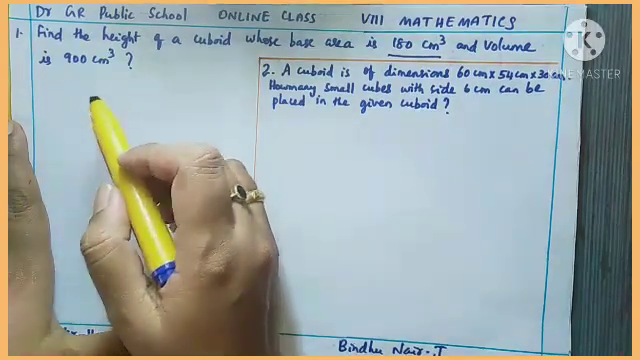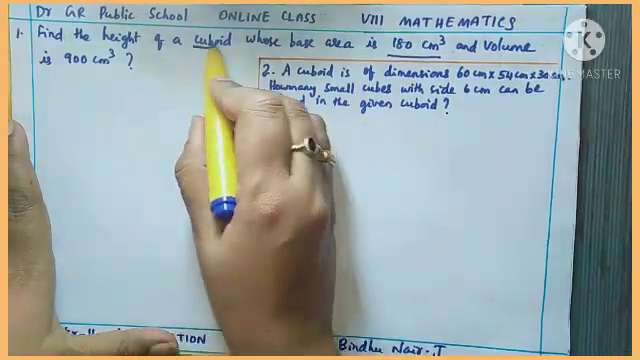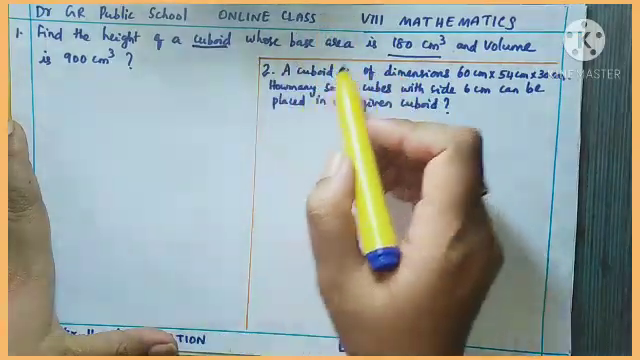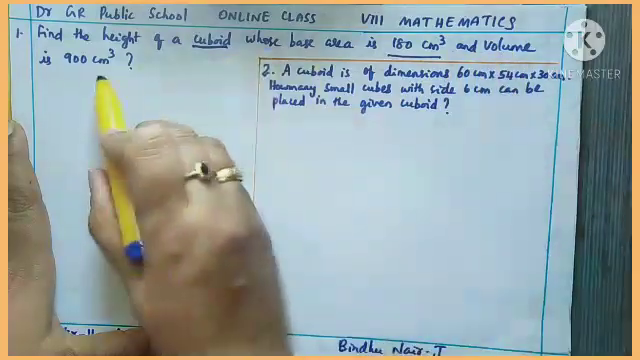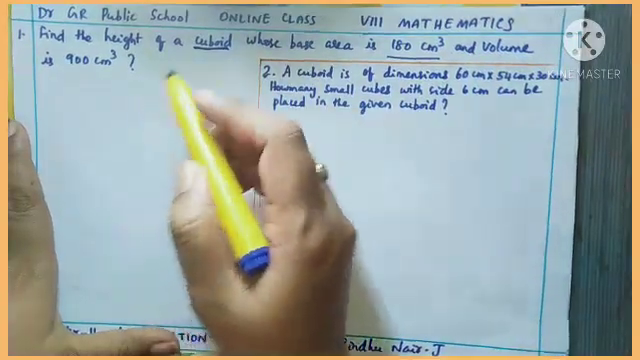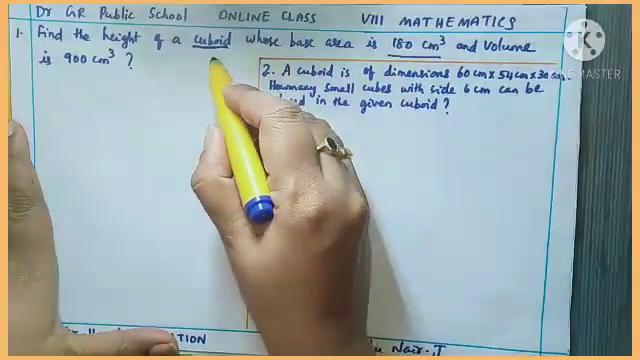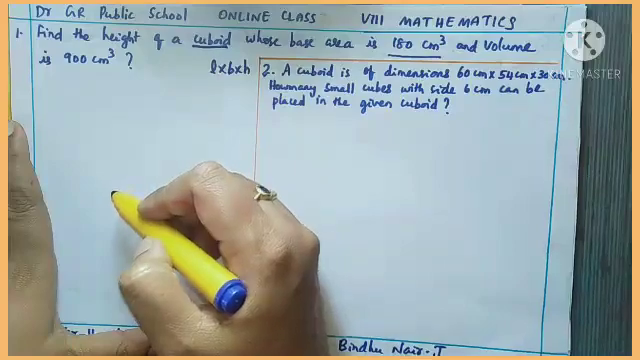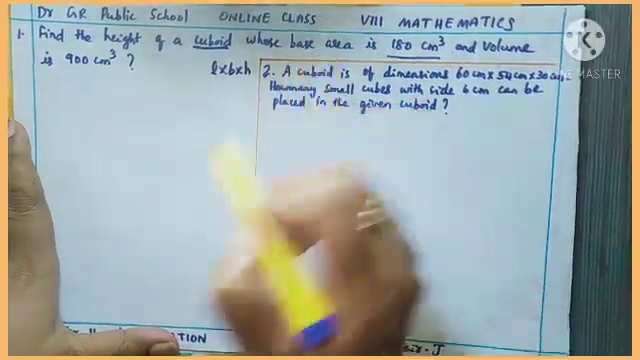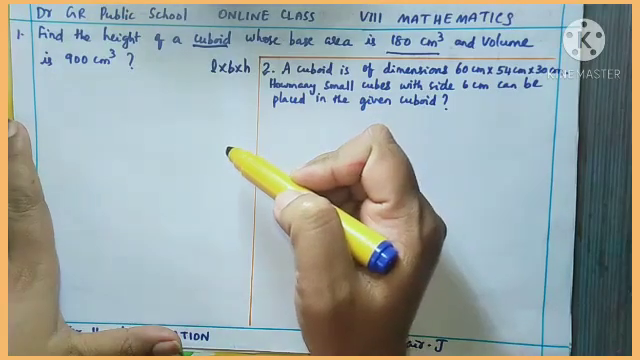Okay, so here it is told about the shape cuboid. So in the cuboid, what are the things given here? Base area is given and volume is given. So you need to recall the formula of volume. We know the volume of a cuboid is L into B into H. And what about base area? What do you mean by base area of a cuboid?